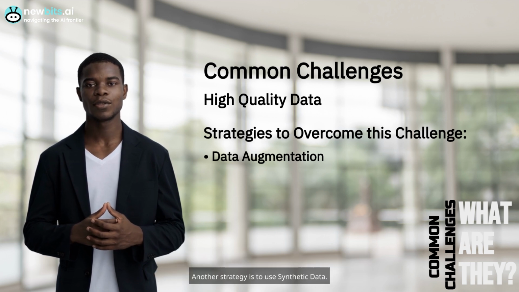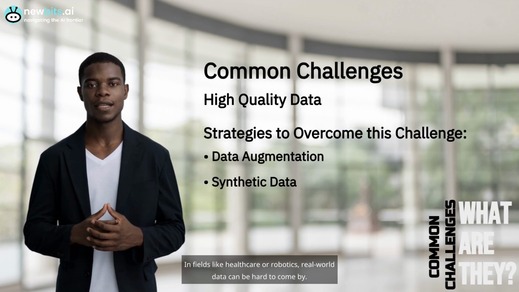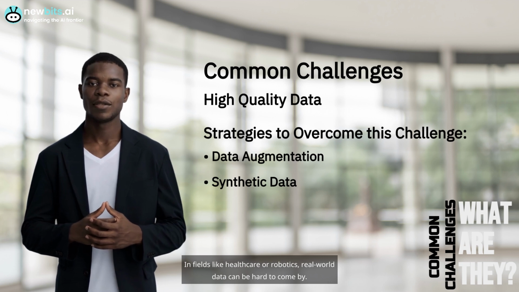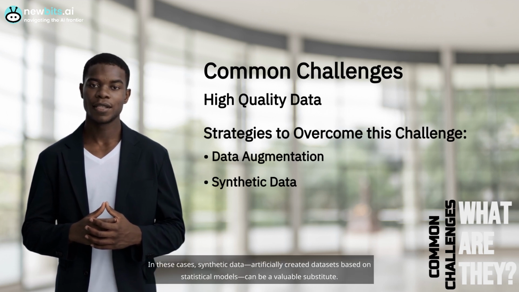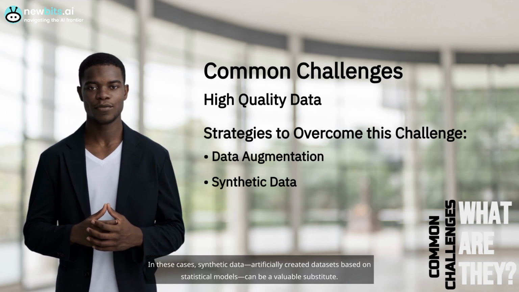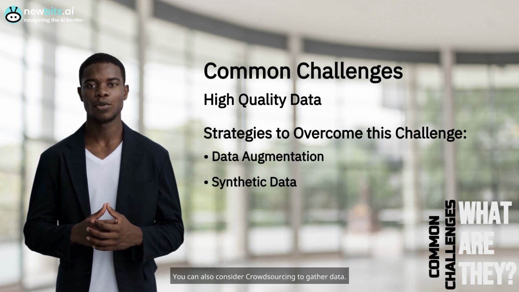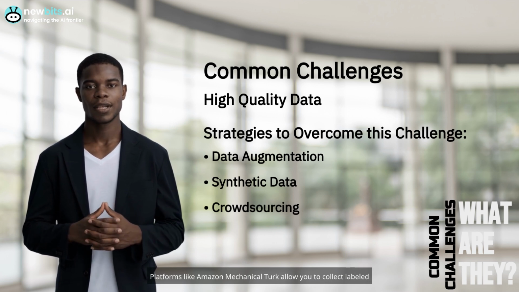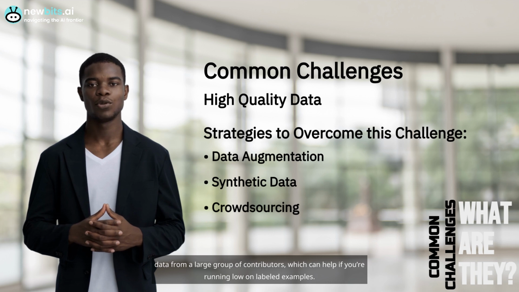Another strategy is to use synthetic data. In fields like healthcare or robotics, real-world data can be hard to come by. In these cases, synthetic data, artificially created datasets based on statistical models, can be a valuable substitute. You can also consider crowdsourcing to gather data. Platforms like Amazon Mechanical Turk allow you to collect labeled data from a large group of contributors, which can help if you're running low on labeled examples.